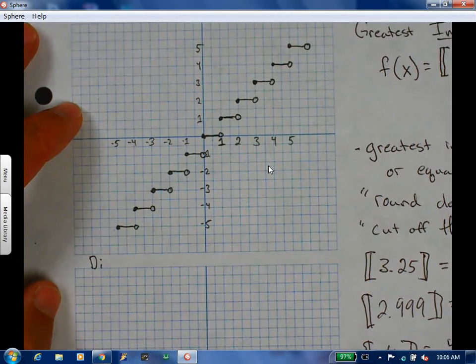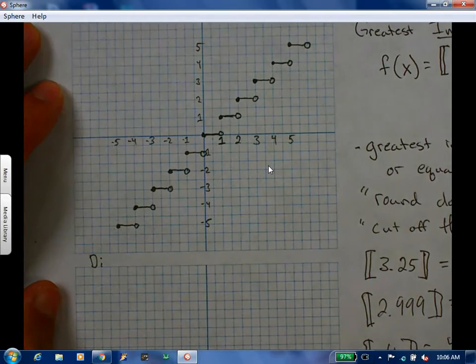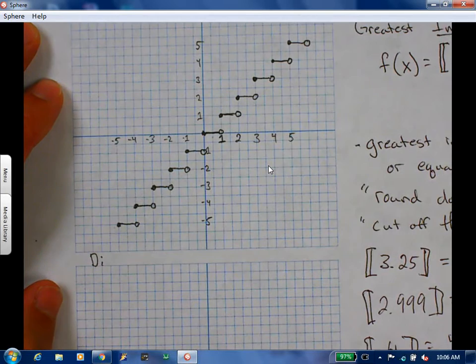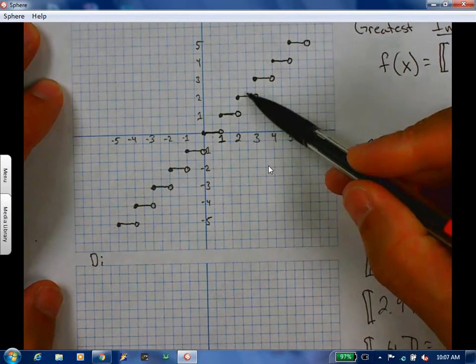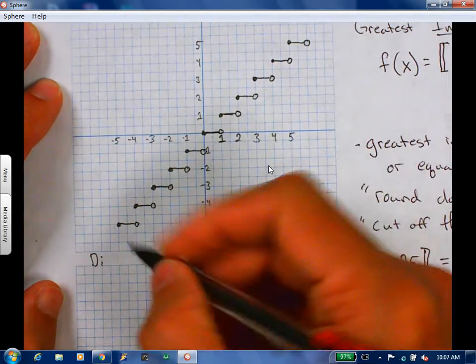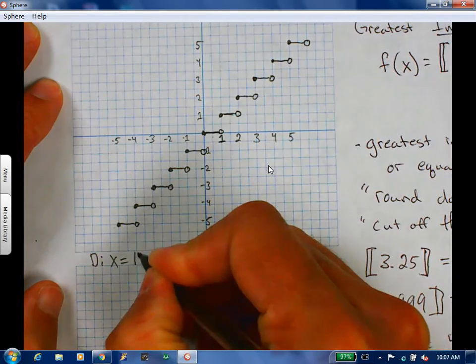So what's the domain for this? Domain is the x. What x values can we use here? All of them. Because if x is 2.5, I have a y value. If x is -3, I have a y value. So x equals all real numbers.